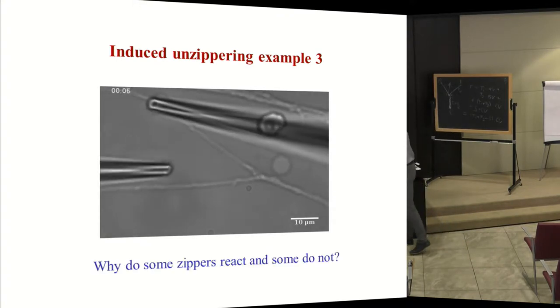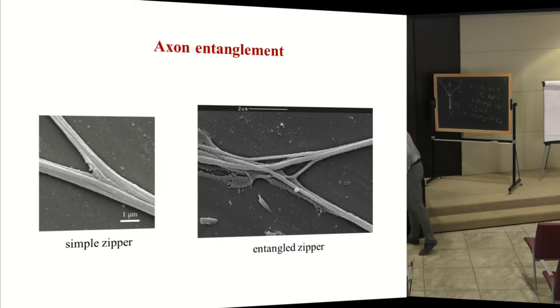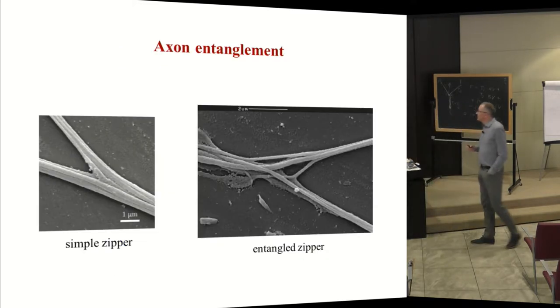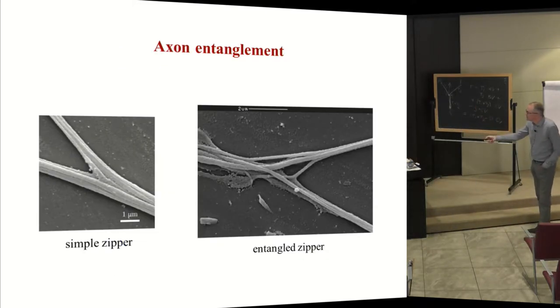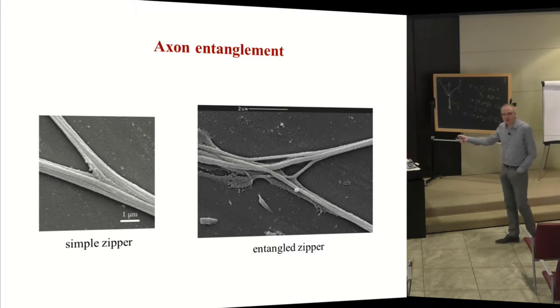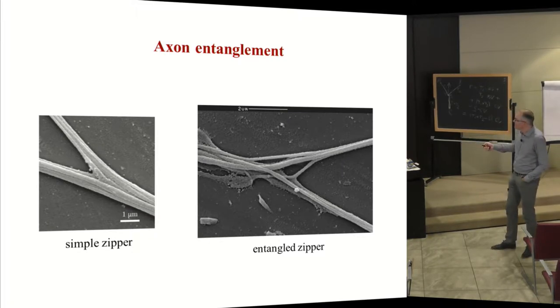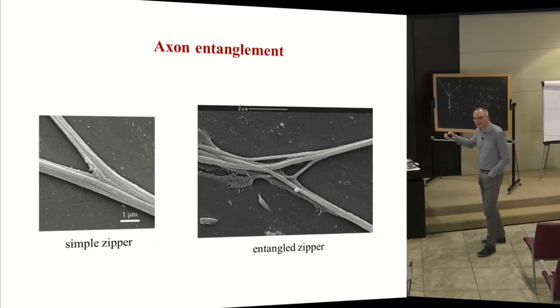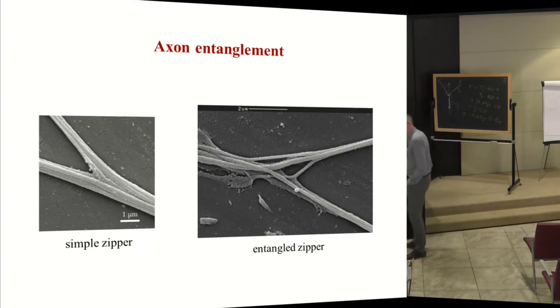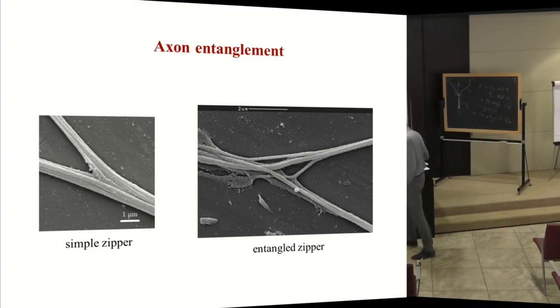So in the end, we went back to the electron microscopy, and this is the configuration I showed before. Most of the zippers look like this, but there are also some that look like this. Here the axons are entangled, and this can maybe advance like this, the vertex of the zipper, but it's difficult to make it recede. So this, we think, is a structural reason for why some of the zippers do not move.